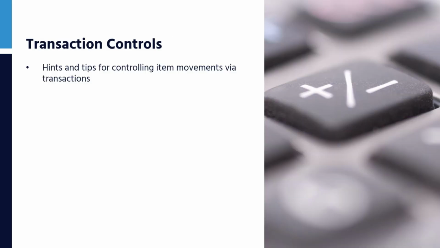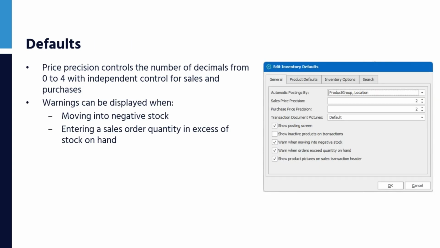Okay, now we're just going to have a look at some transaction controls in those transactions that are generally wholly and solely within the inventory ledger. So just before we do that, we'll have a look at the defaults that are available to you in inventory. And I guess specifically from a stock control point of view, you have the ability to have warnings displayed when you're moving into negative stock, or you're entering an order quantity in excess of the stock on hand. So that's up to you as to whether you want those warning icons to present in those circumstances.